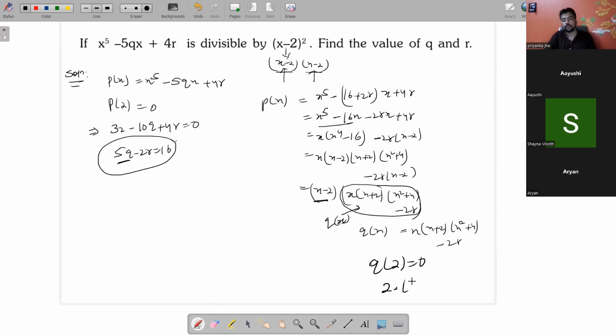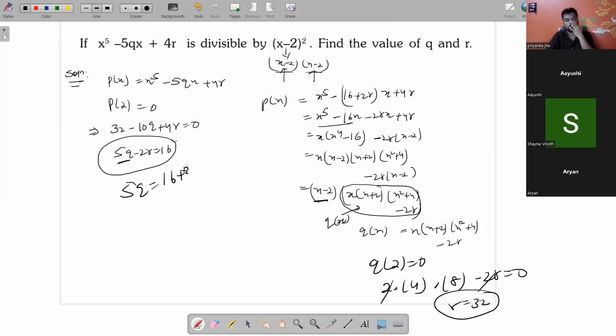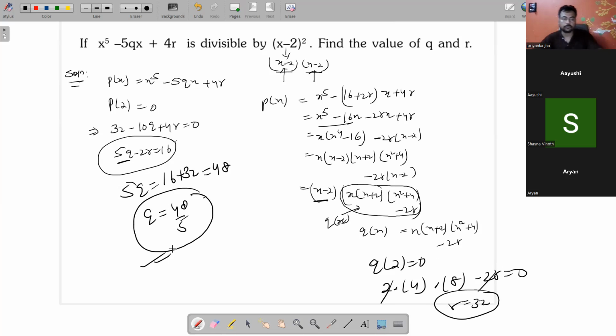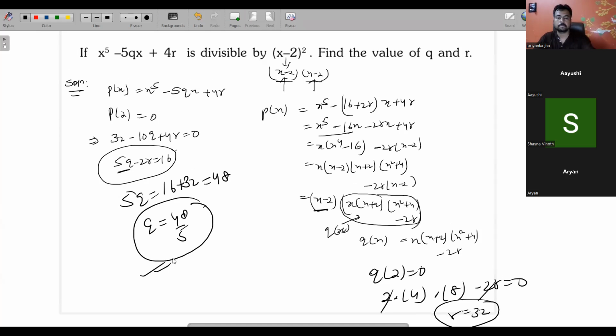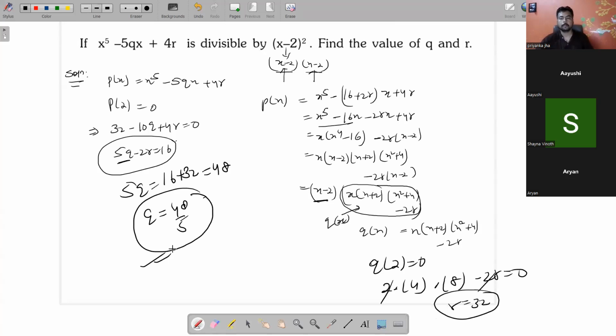So put 2: 2 into 4 into 8 minus 2r equal to 0. So r is 32. Sorry, my bad, 2 into 32 is 64, so this is 80. If I put r as 32 here, we get 5q equal to 80, so q is 80 by 5, that is 16. Tell me, understood or not?